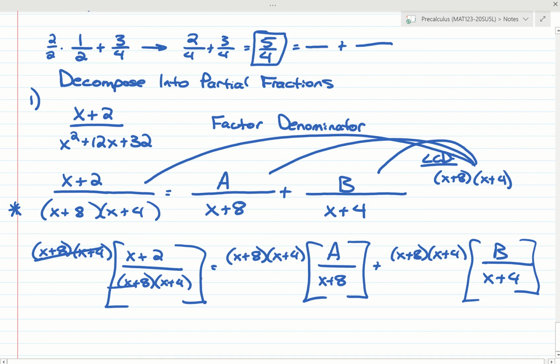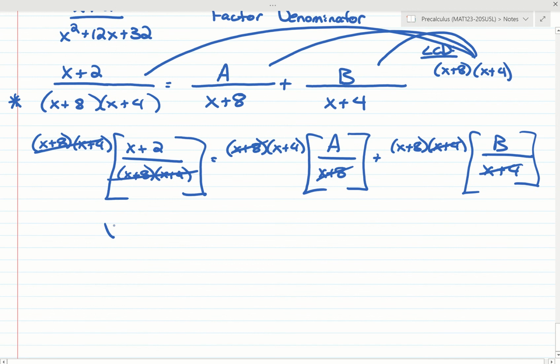These will cancel. This will cancel. This will cancel. So we wind up getting the left side is x plus 2. On the right side, we're just going to have a times x plus 4 plus b times x plus 8. Well, let's go ahead and just distribute that out, and I'll show you how this works.